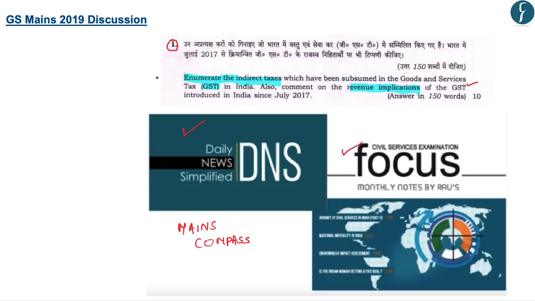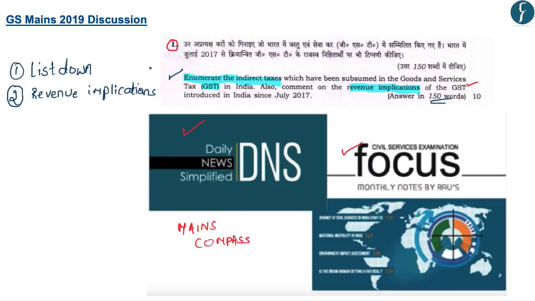Now, before I discuss the answer to this question, let us decode the question. First of all, this question was asked for 10 marks and the answer shall be written in 150 words. Now, the key aspects of the question include, one, enumerate the indirect taxes that have been subsumed under GST, meaning which we need to list down the indirect taxes that have been subsumed under GST. Besides, the second part demands one to comment on the revenue implication of introducing GST since 2017. As it is evident, this is fairly a straightforward question and requires one to write the answer within the word limit of 150 words.